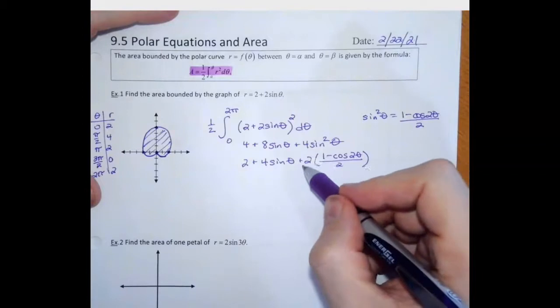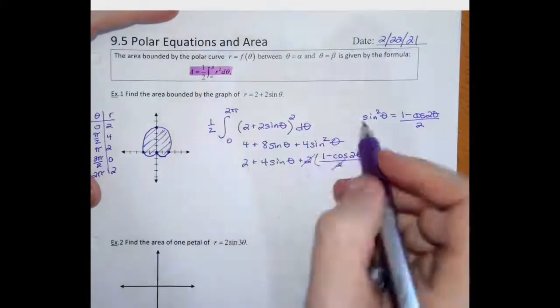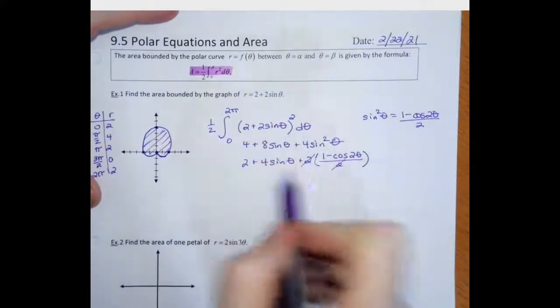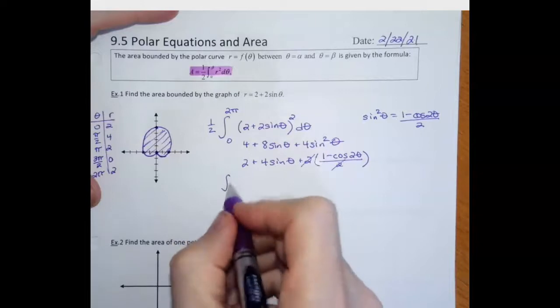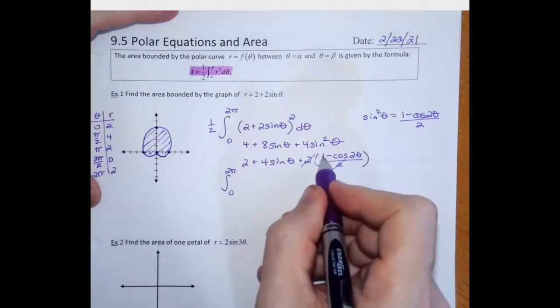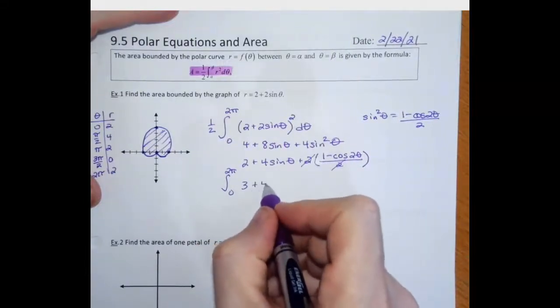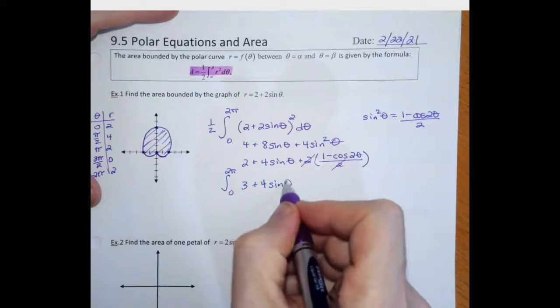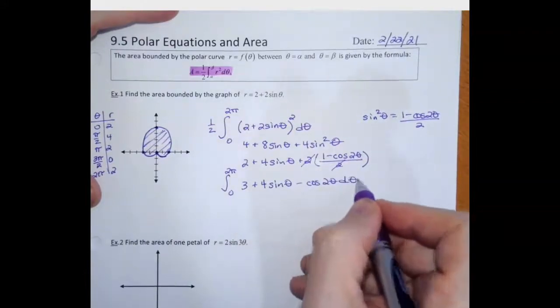Okay, so those are going to cancel out. Notice how I'm not putting equal signs in between there because I'm just simplifying this stuff. And so let's go back to the whole thing now. So I distributed that in. This is 0 to 2 pi. Here's a 1, so 2 plus 1 is 3. And then we have 4 sine theta minus cosine 2 theta.